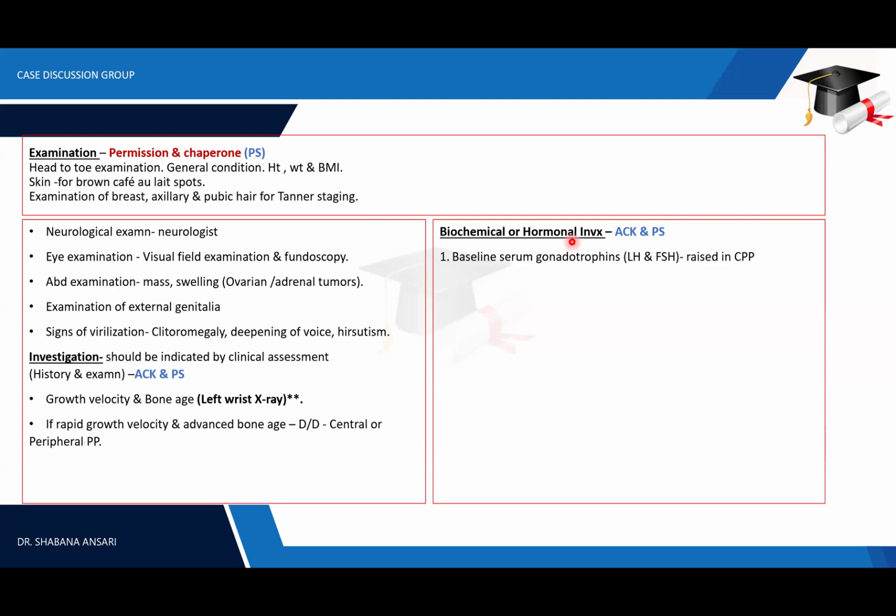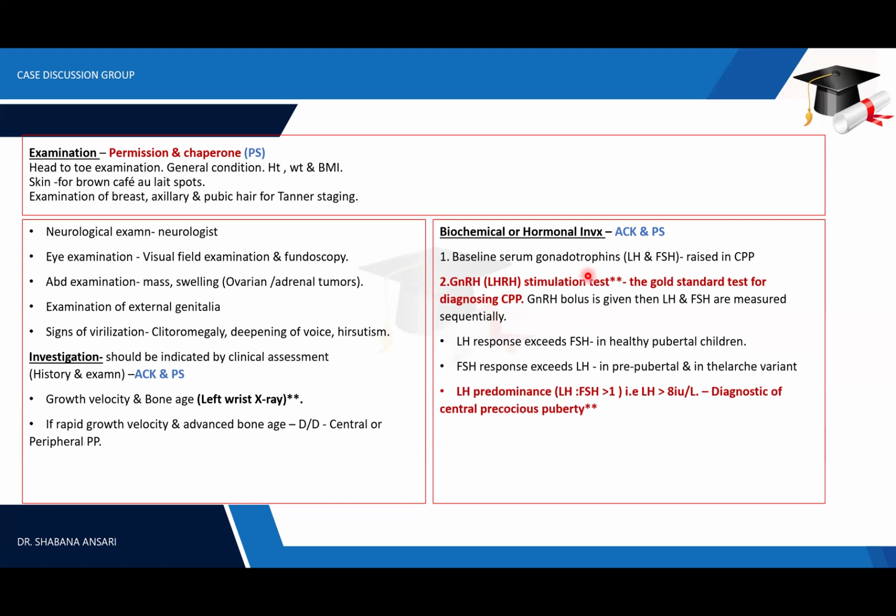Obviously, we will be doing the hormonal investigation. So baseline serum gonadotrophin will be most of the time raised in central precocious puberty, and it will be low in your peripheral precocious puberty. And gold standard test is the GnRH stimulation test. And what happens here? GnRH bolus is given and LH and FSH are measured sequentially. So let's first come to this one where when there is LH predominance, LH to FSH ratio is more than 1 or LH is more than 8 units per liter, like many of you told this range. So this is diagnostic of central precocious puberty.